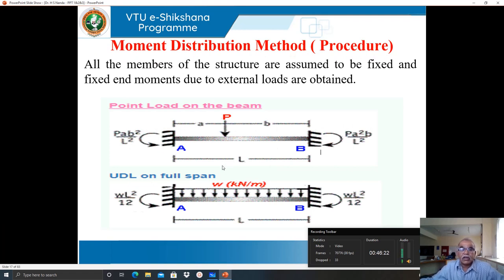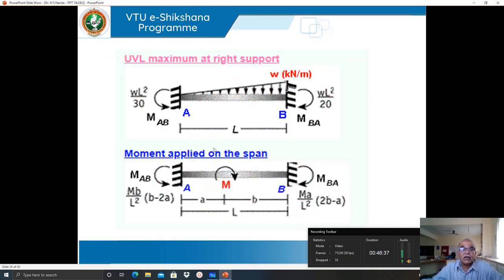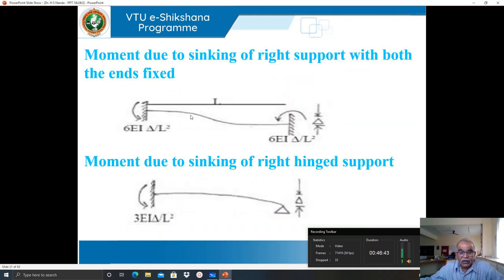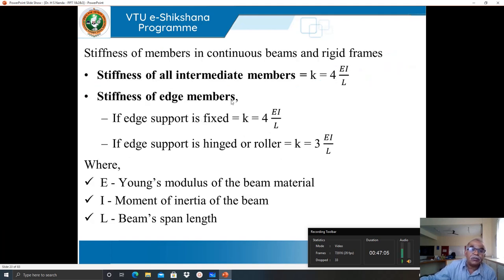In the first step, we have to calculate fixed end moments. Therefore, you should know the formula for fixed end moments for different loadings like central point load and eccentric point load, UDL, and for UVL, and in different types of UVL, and if external moment is acting, and if there is a settlement in continuous beams, the end moments will be due to settlement also. That will be given by 6 EI delta by L squared.